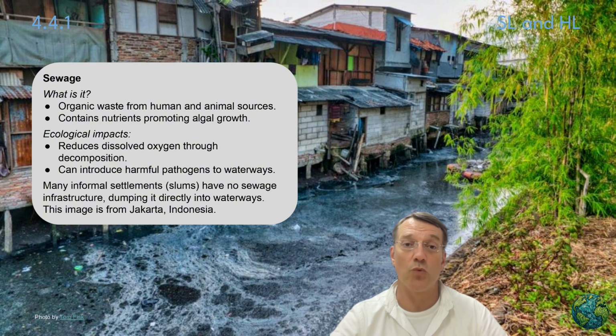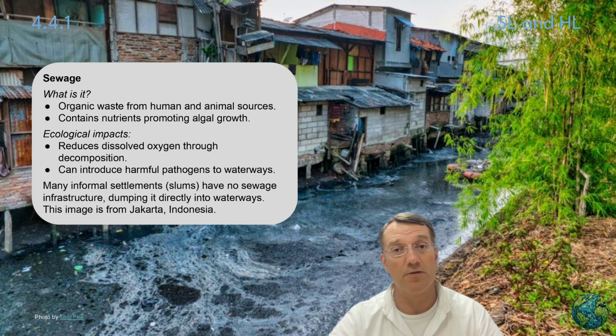The image you see shows a waterway in Jakarta, Indonesia, where an informal settlement lacks proper sewage infrastructure. Without treatment systems or pipes to carry the waste away, sewage flows directly into the water. This is a reality for millions and millions of people around the world, particularly in rapidly growing urban areas where infrastructure hasn't kept pace with population growth.